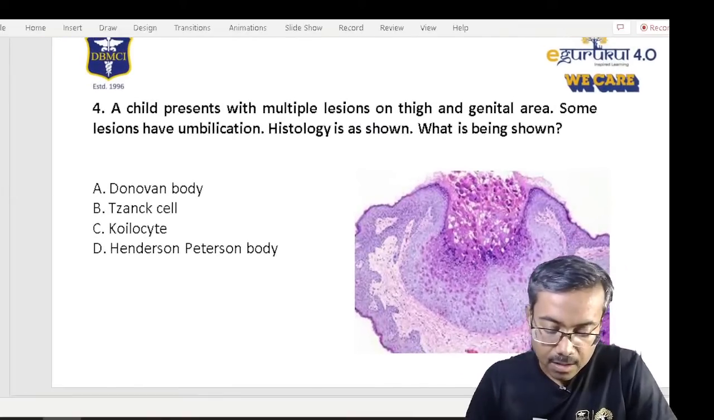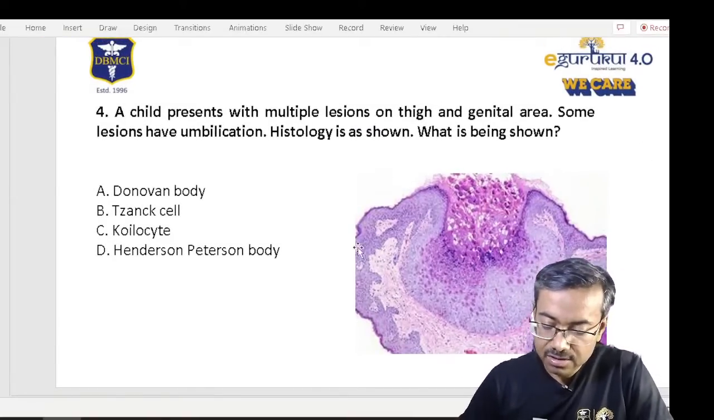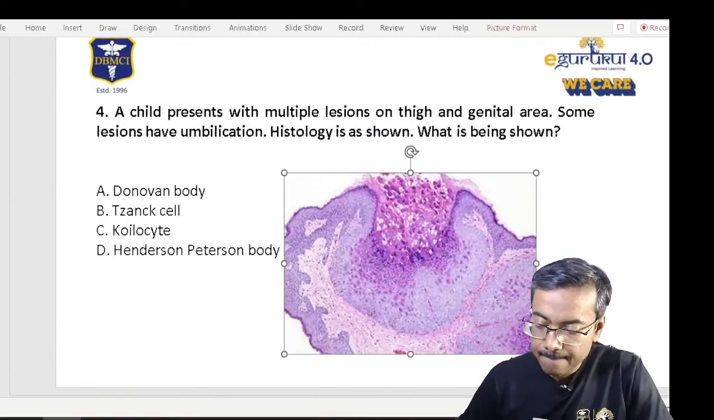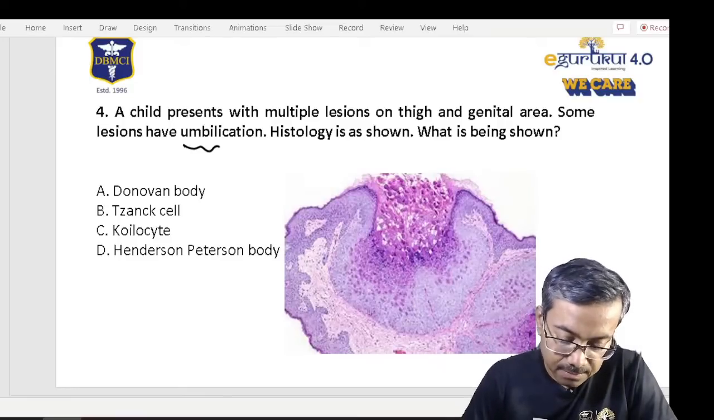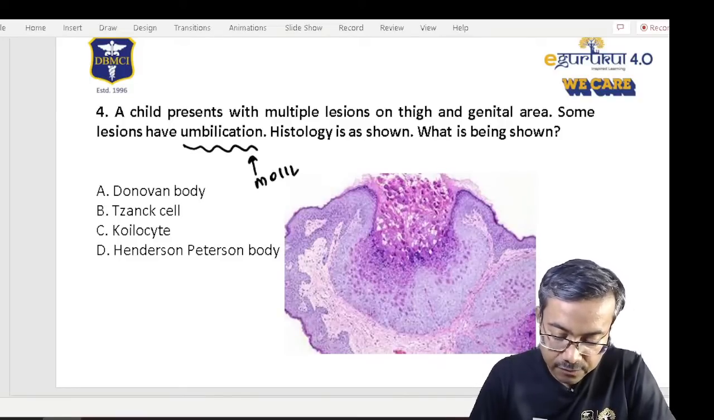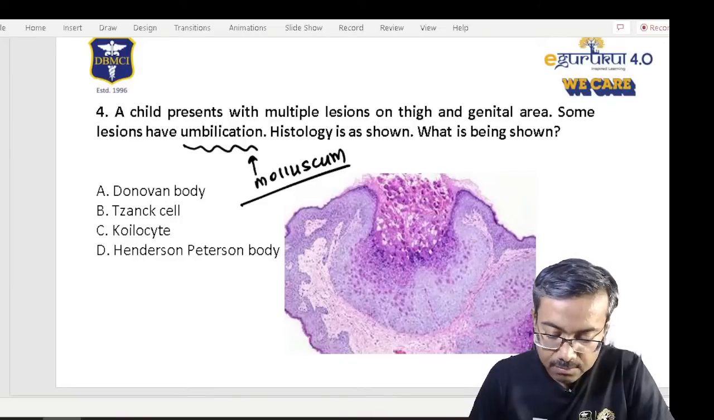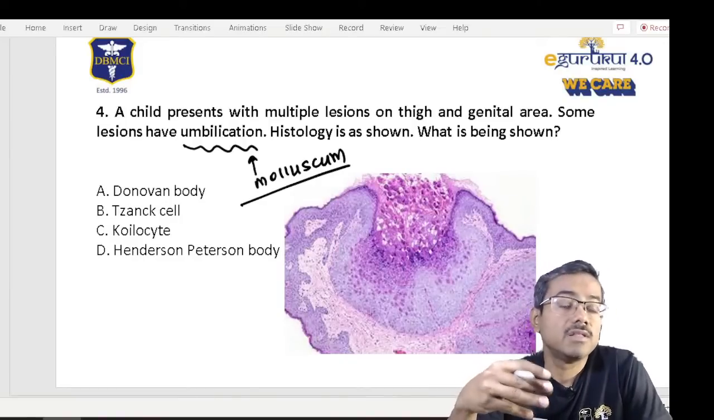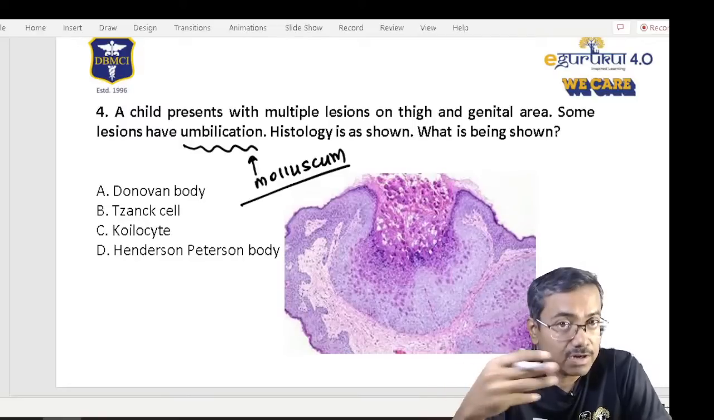Fourth question. A patient presents with multiple lesions on the thigh and genital area. Some have umbilication. At the moment you have umbilication, obviously you have a straightforward diagnosis of molluscum. Though, as we'll see later on, there are many lesions which have umbilication. I will talk about that later on.